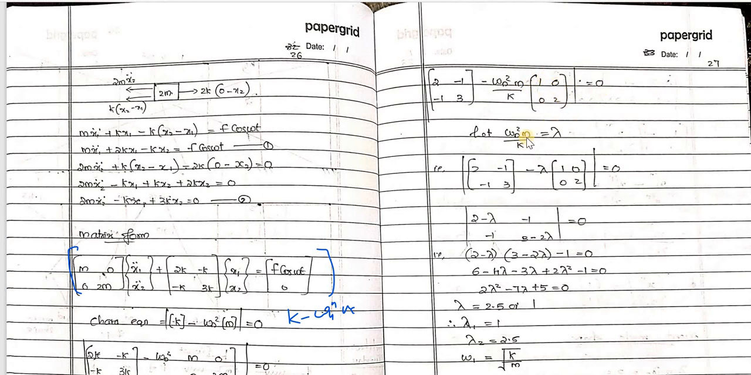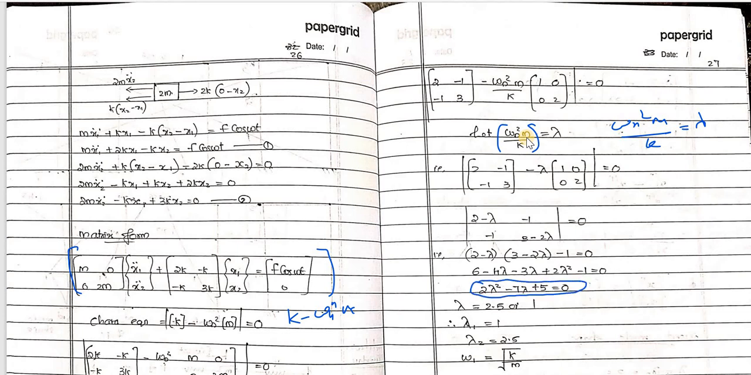Now I am taking this term, omega n square m by k, is equal to lambda. So here, 2 minus 1 3 minus lambda into 1 0 0 0 2, the determinant is equal to 0. Now I take the determinant and I will be getting an equation. This is my equation. It's a second degree equation.